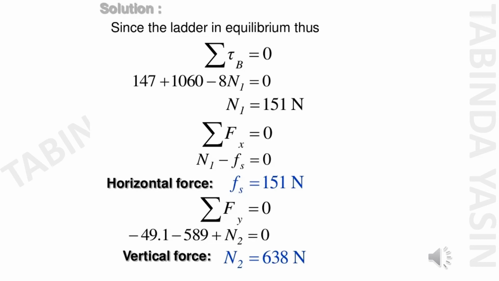Summation Fy is equal to 0, substituting all the values, minus 49.1 minus 589 plus n2 is equal to 0. So the vertical force in that case, n2, is equal to 638 Newton. By solving that we get the value.